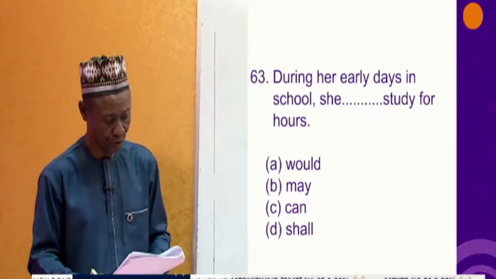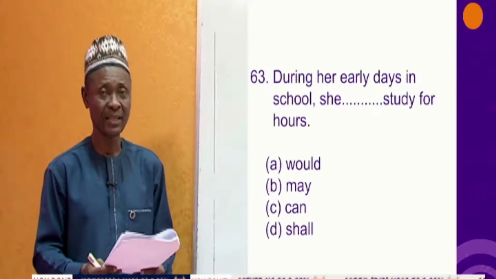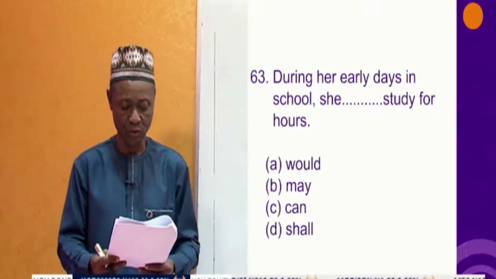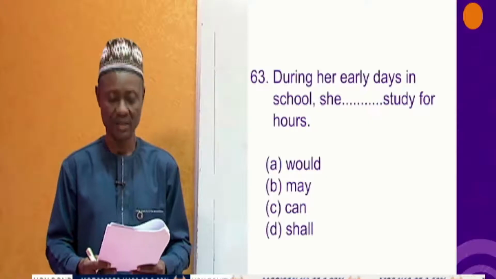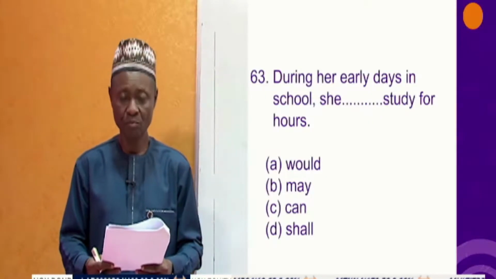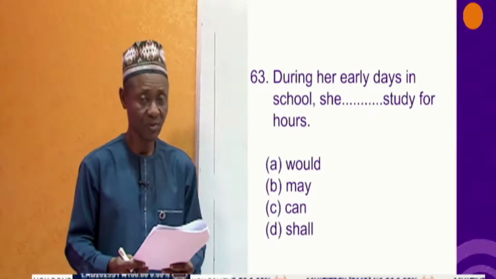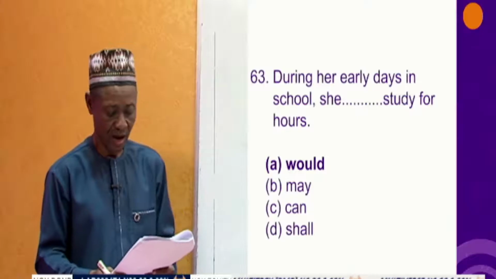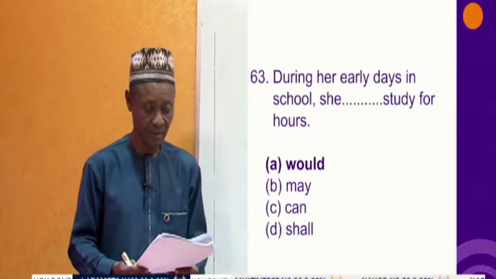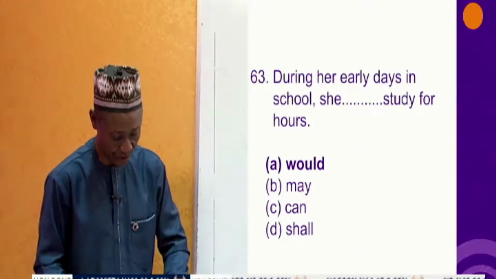Now, we move to the next question. Question number 63, also taken from sequence of tenses. During her early days in school, she dash study for hours. Options are A, would, B, may, C, can, D, shall. The appropriate answer is would, which actually talks about the past, and that is the correct answer to the question there.